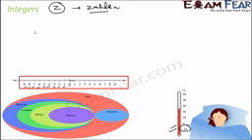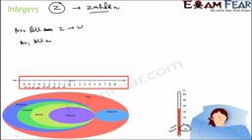Now let's see, are all integers whole numbers? And the second is, are all whole numbers integers? Let's see. In this case, let's take the boundary condition. Are all integers whole numbers? Let's take the example of minus 8. Is minus 8 a whole number? No. So answer is no.